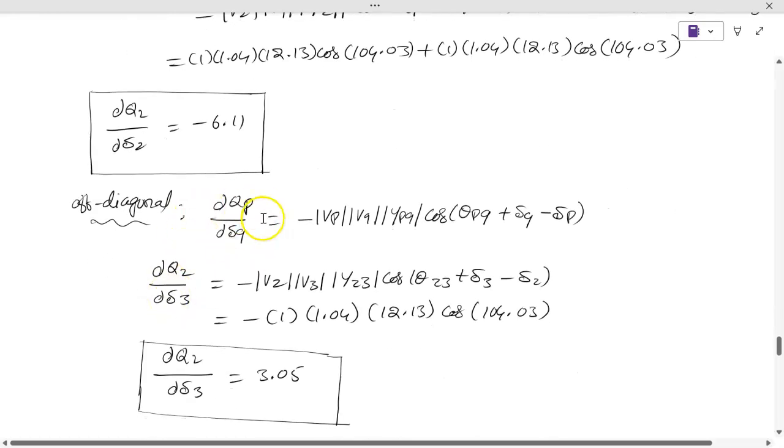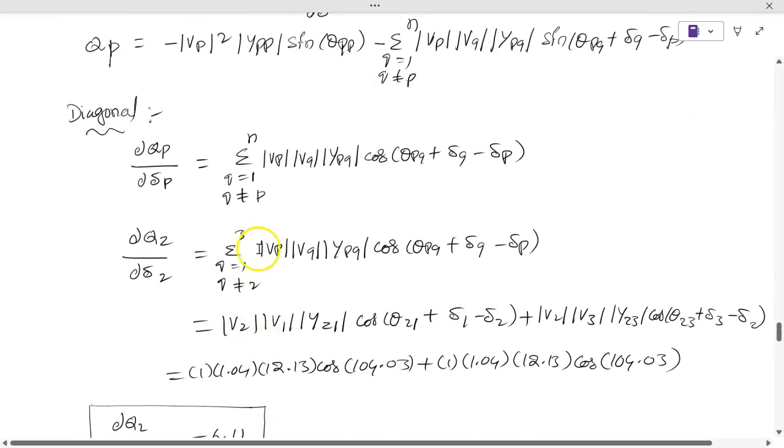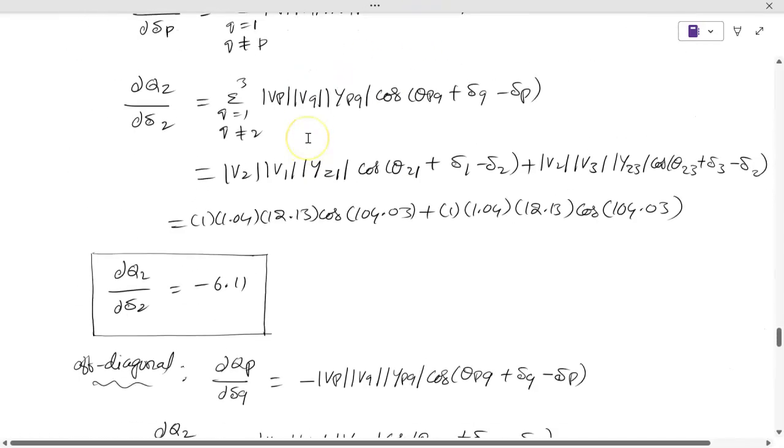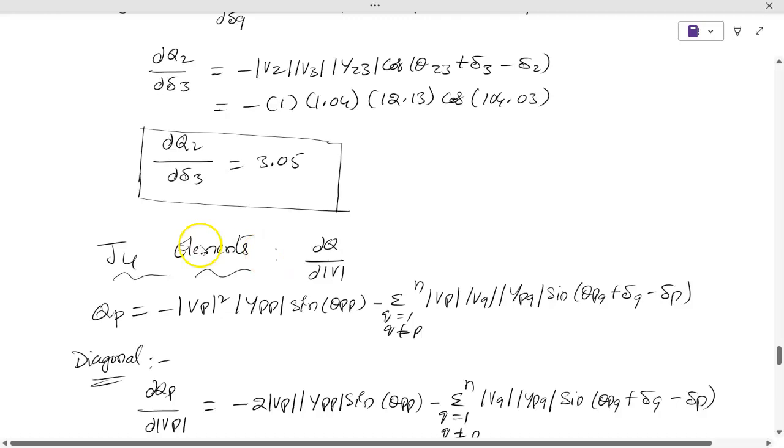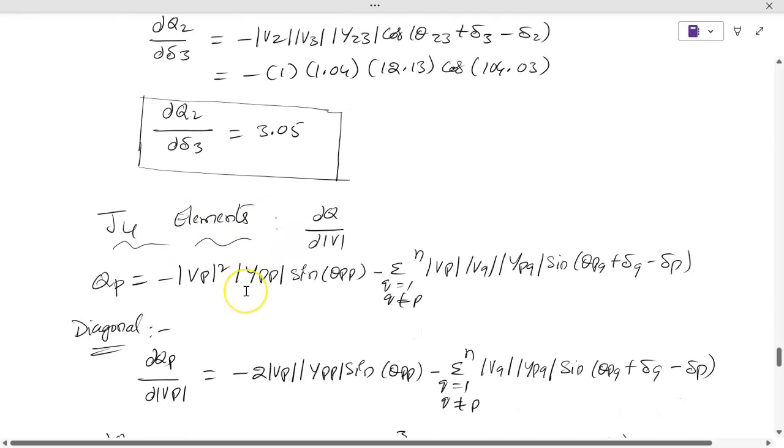After taking the elements, that is del Q will come. So we need to derive this equation with respect to del Q. So finally we'll get this equation. Finally, coming to the J4 elements. J4 means dou Q by dou V. So we need to derive that Q equation with respect to V.